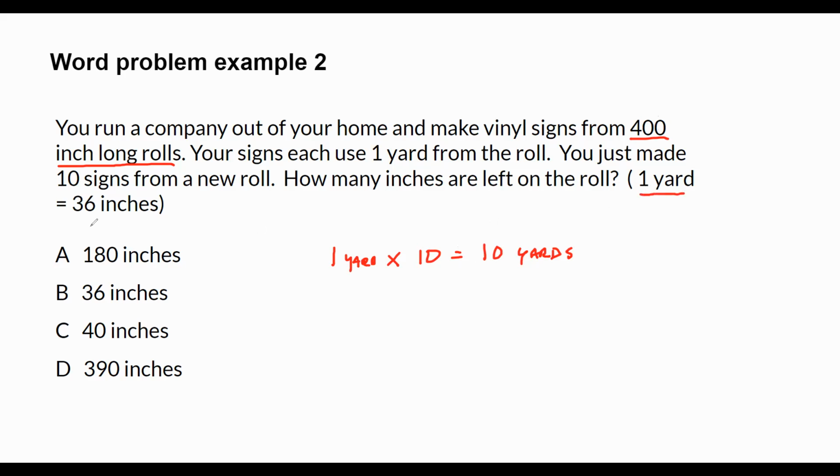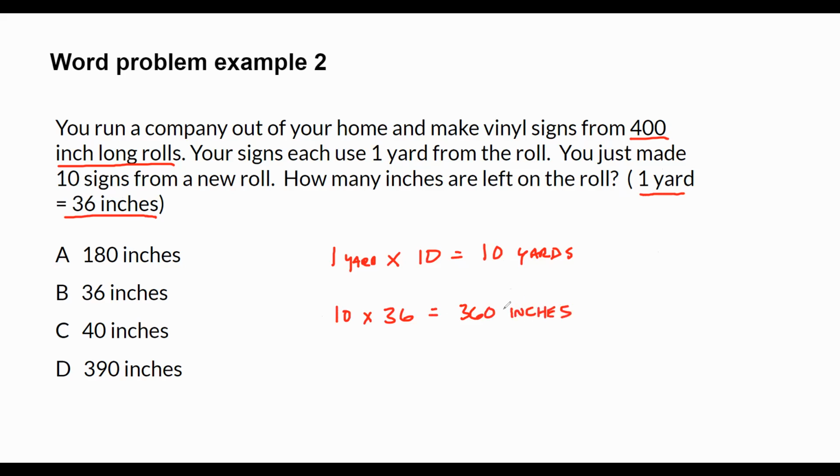So let's take a look at our unit conversion. 1 yard equals 36 inches. This tells us that yards is the bigger unit. We are converting to the smaller unit. We're going from yards to inches. We're going to end up with a lot more inches. That means we should multiply. So 10 yards times 36 inches per yard. We used a total of 360 inches.